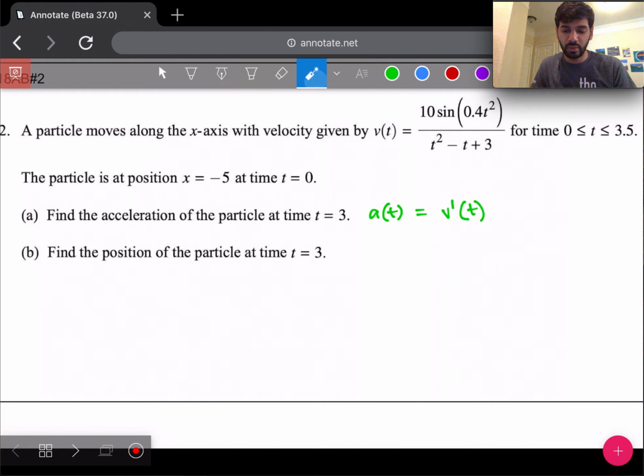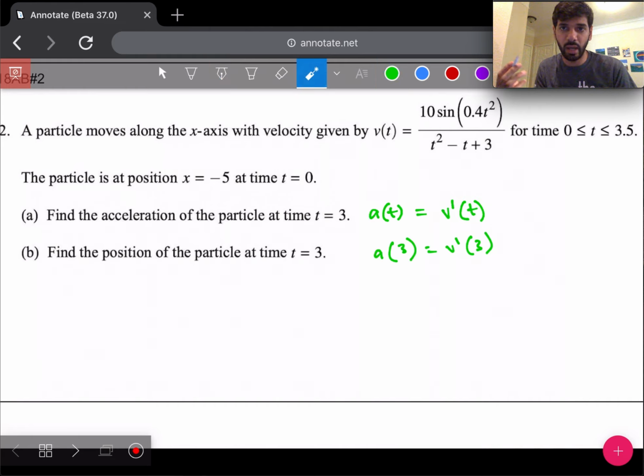Now, this problem was number 2 from a past year. That's a calculator question, so I don't really need to show my work to derive this, but it would be a quotient rule. But since you have your calculator, you can use the math 8 function: push the math button, and then number 8 allows you to take the derivative and plug in a point. So what you want to do here is find a of 3, which is equal to v prime of 3.